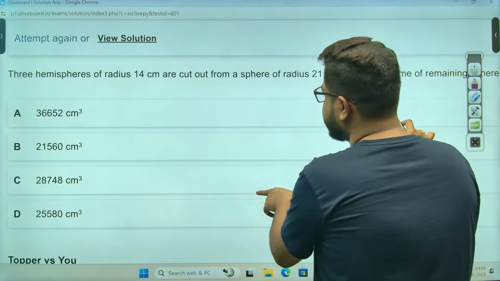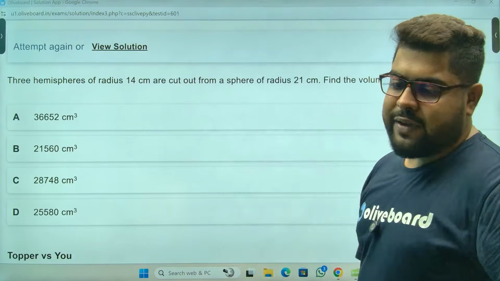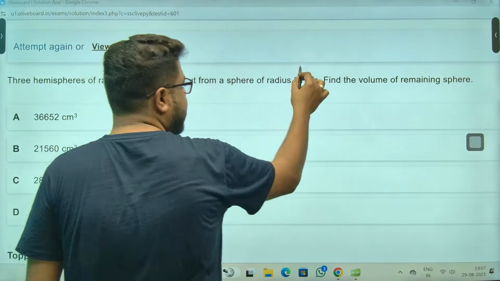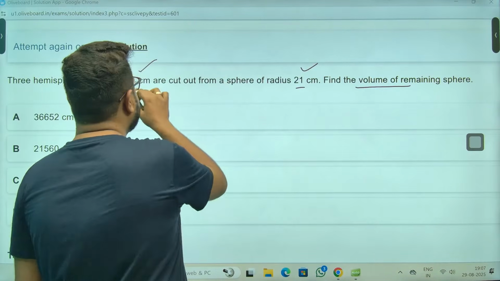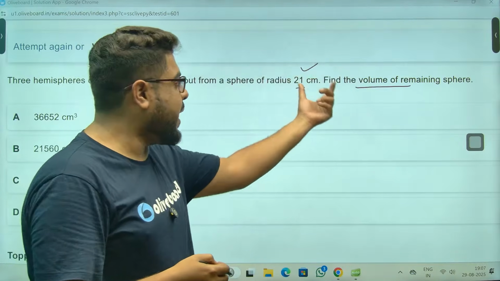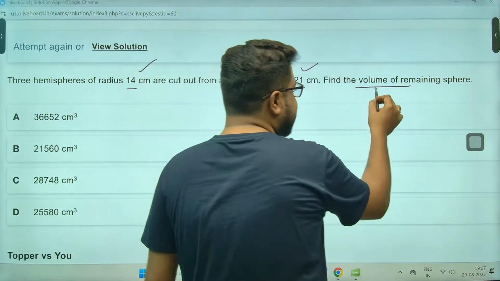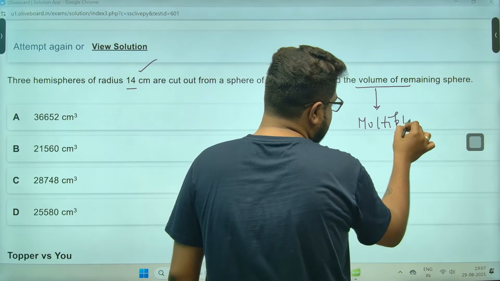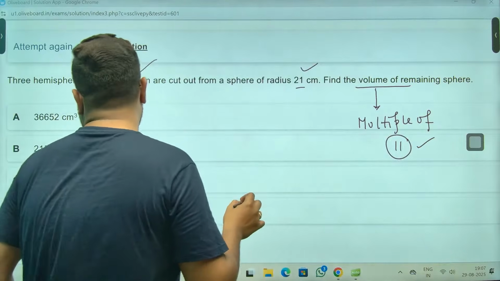Now, 3 hemispheres of radius 14 are cut out from a sphere of radius 21. Find the volume of the remaining sphere. 21 and 14 are both multiples of 7, so pi, that is 22 by 7, will cancel. So my answer will be a multiple of 11. I told you this multiple times. Multiple of 11, check.